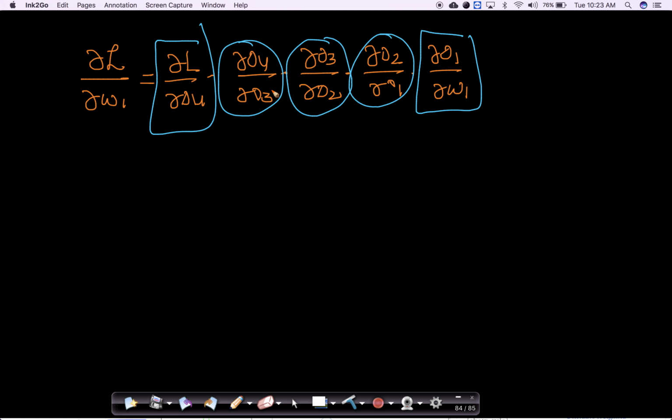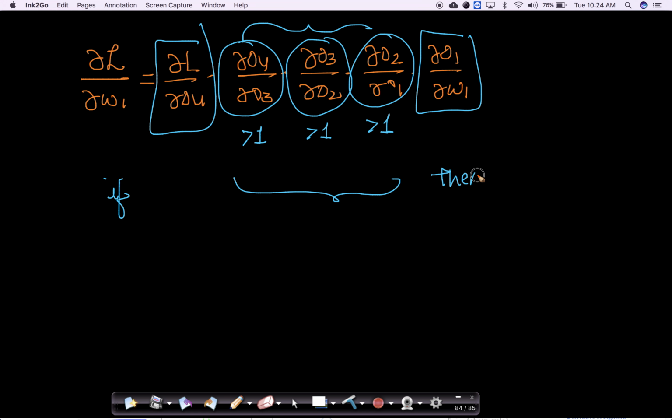Now imagine, and that's a big if, if each of these derivatives is greater than 1. Multiplying numbers which are greater than 1 will create your exploding gradient problem. At the end of the day, that's what the exploding gradient problem is. If each of these derivatives is greater than 1, then you will run into the exploding gradient problem. Now let's assume this gradient is, let's say, 50. This gradient is, let's say, 20. This gradient is, let's say, 10. When you multiply these three gradients, the final value has become fairly large, isn't it?